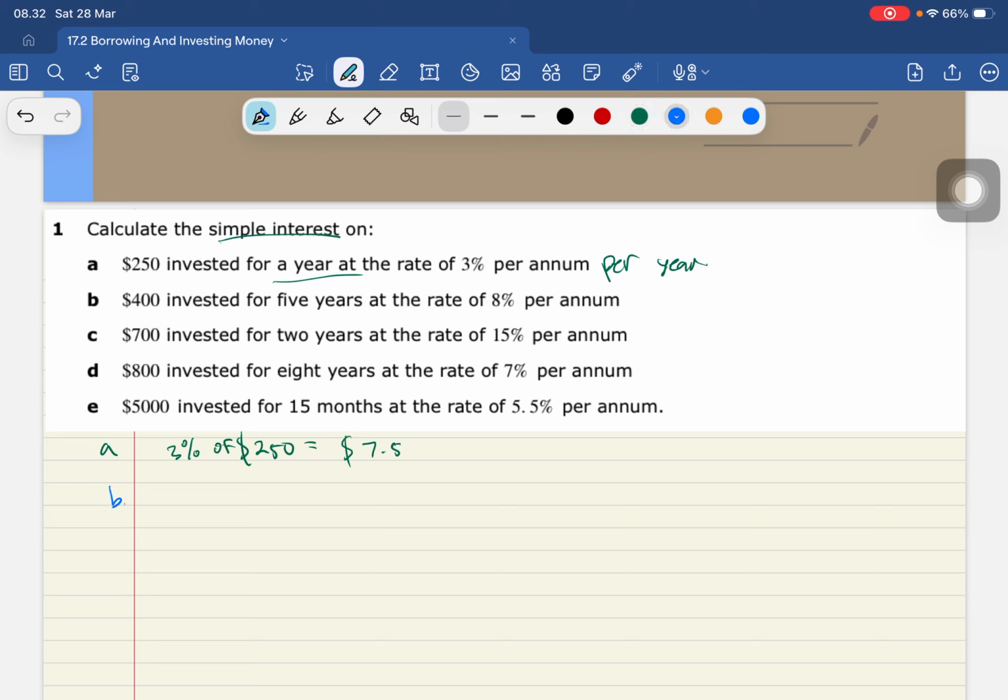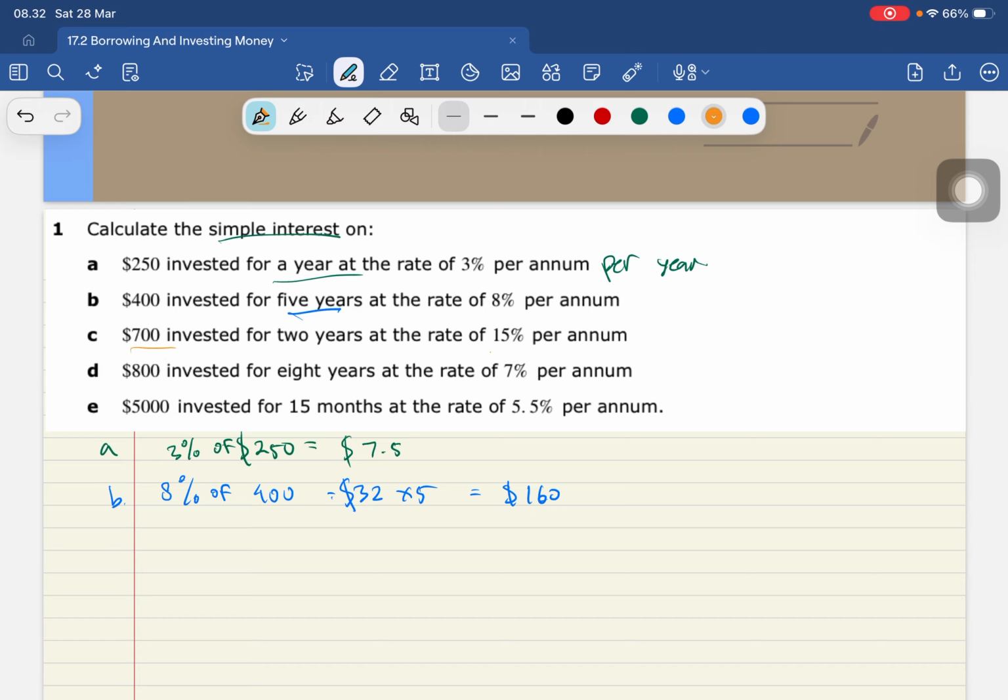Next, B, we have 5 years and 8% of 400. So first let us find 8% of 400. We get $32. This is for 1 year. If this is 5 years, we can just multiply it by 5. So we'll get the answer of 160.